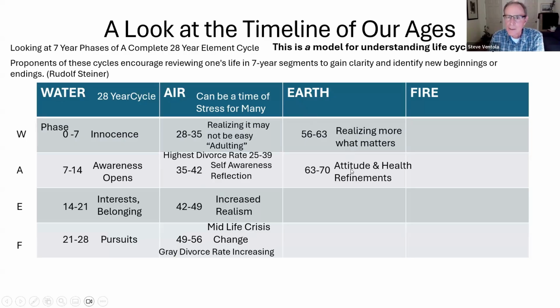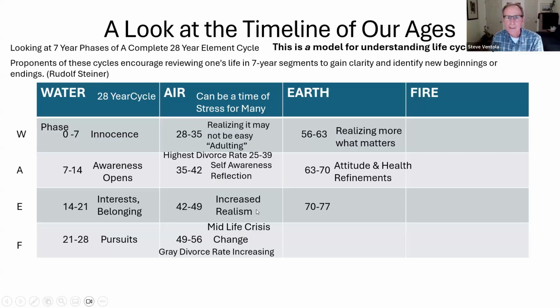63 to 70. Attitude and health refinements. Now, as we realize what matters, and during this air phase, you realize you have to see, you can say, certain invisible factors in your experience in terms of the attitude you need to maintain, in terms of healthy choices. This is the time to really get things more in order before the period of 70 to 77. The reason being, if you look at the chart here, Earth, Earth.